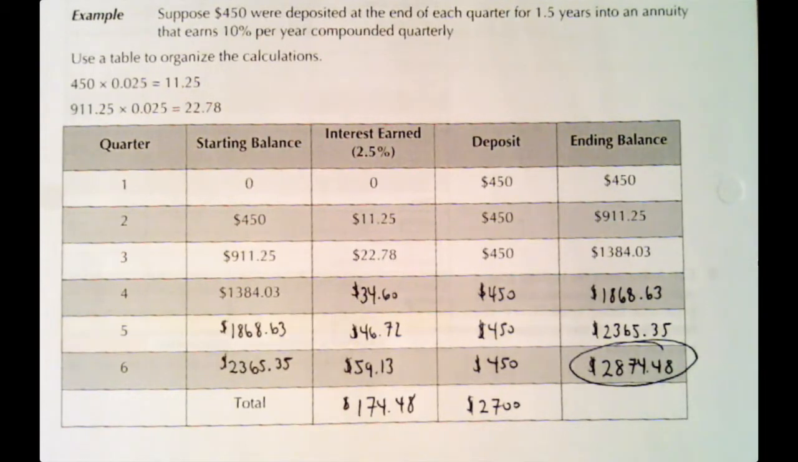So by making these $450 deposits every 3 months, in a year and a half, not only do we end up with all the money we put in the bank, we end up with the interest too, for a little bit more money than we should have.